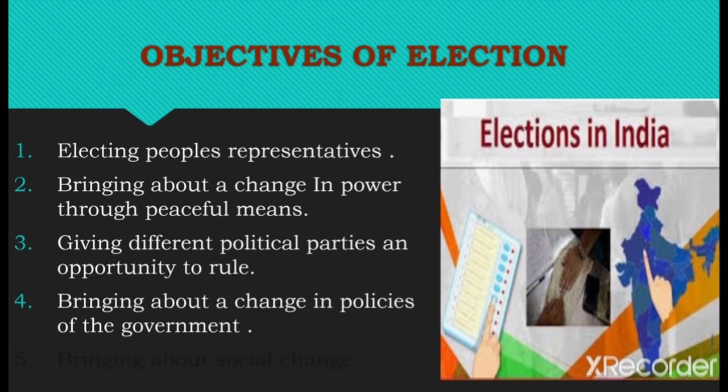Bringing about a change in policies of the government. So if you see in every election, the political parties come up with new schemes, new welfare policies. Bringing about social change. Every political party has some objective to bring social change. It can be any social change, it can be educational, or in terms of cleanliness, hygiene, population control.